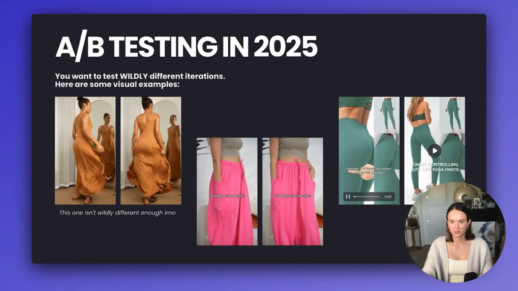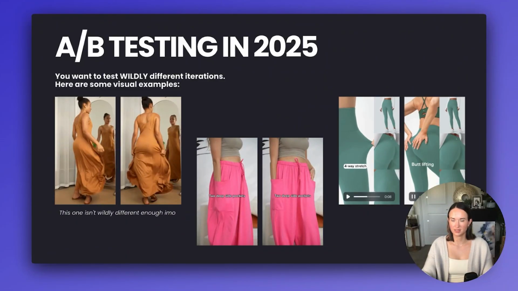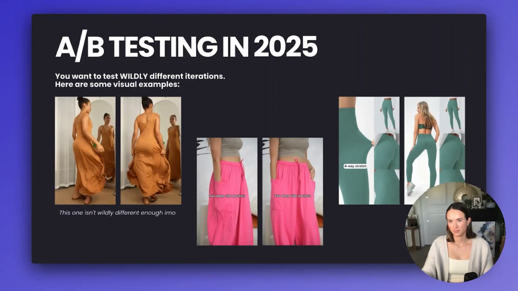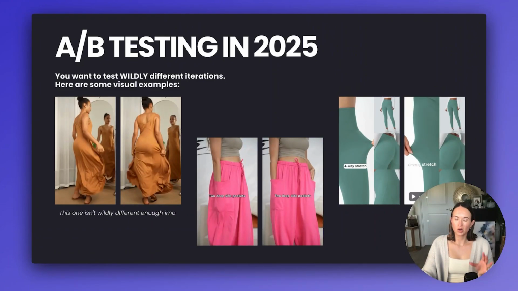Versus I bought 3 of these this month. Let me tell you why. Butt lifted. Tummy control. 4-way stretch. versus Butt lifting. Zone compression. 4-way stretch. Tummy control. Tummy controlling butt lift yoga pants. Tummy control. 4-way stretch. They are different.